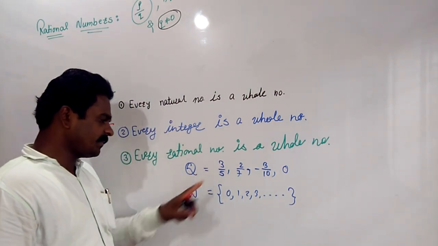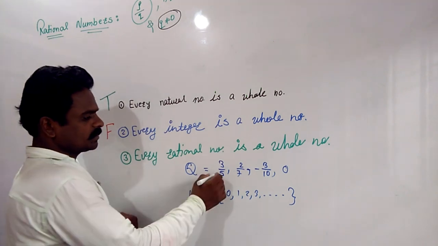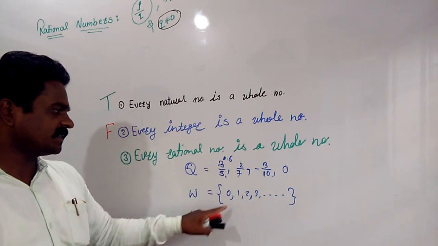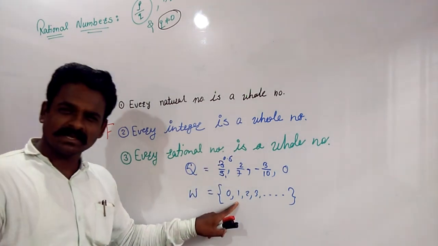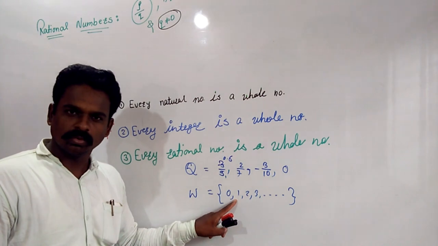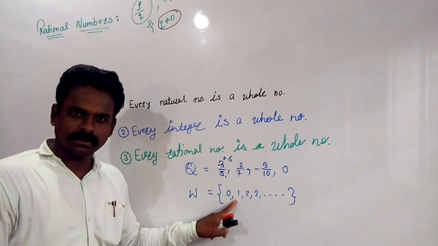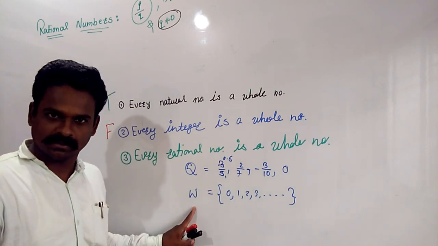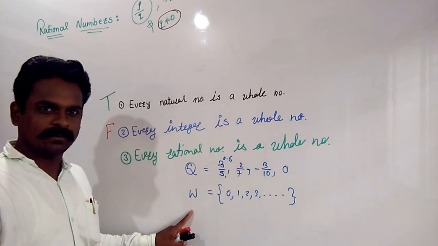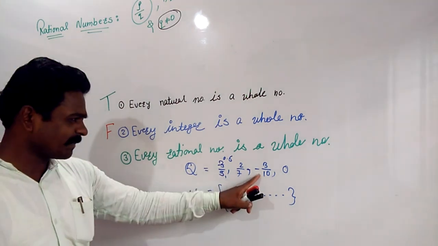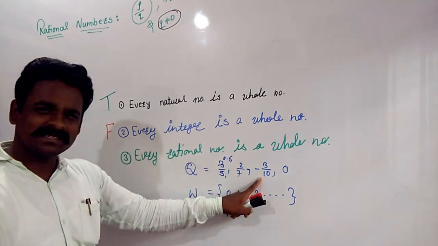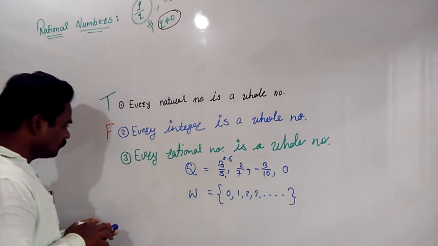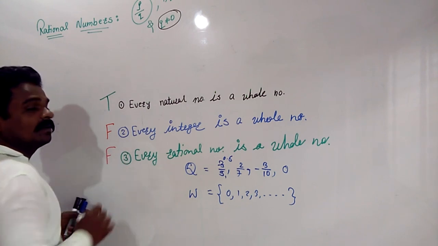If we take this 3 by 5, we get 5 ones are 5, and 0.6 is my answer. So is this 0.6 in this set? No, 0.6 is not inside it. The whole numbers are only 0, 1, 2, 3 and so on. So 0.6 is not a whole number, and also see here the minus sign. Negative numbers are not whole numbers. That's why this statement is also false. This is again a false statement.